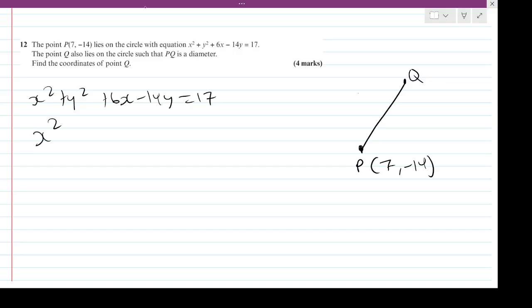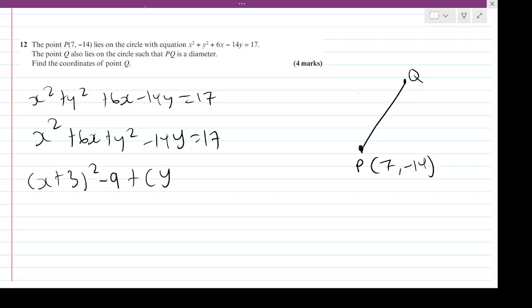First, let's group the x terms together. So x squared plus 6x, then we have plus y squared minus 14y equals 17. Then we're going to complete the square in the x part, so we have (x plus half of 6, which is plus 3) all squared, minus 3 squared is 9. Then for the y, half of minus 14 is minus 7, all squared, then minus 7 squared is 49, and that equals 17.